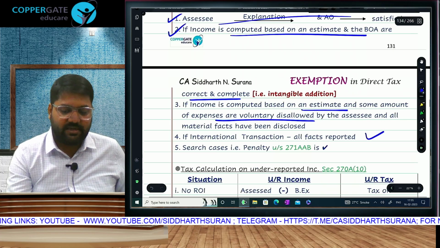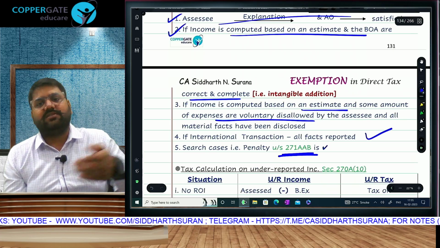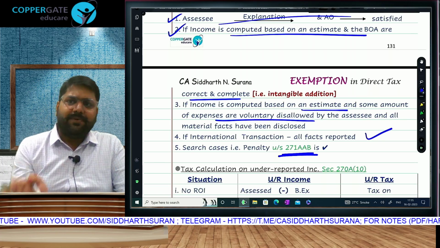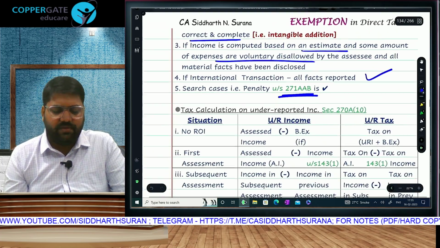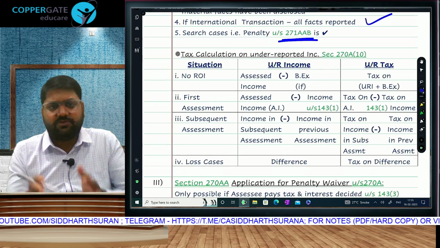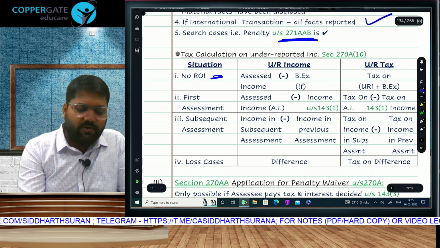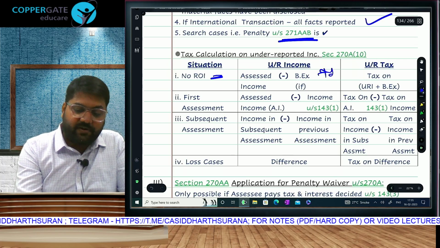If international transactions are reported, then no penalty. And in a search case, for search cases 271AAB, a separate penalty is given. So this section is not going to be applicable. In calculation, this is where questions come. If you don't file ROI, this is where you will go wrong, if at all you will go wrong.